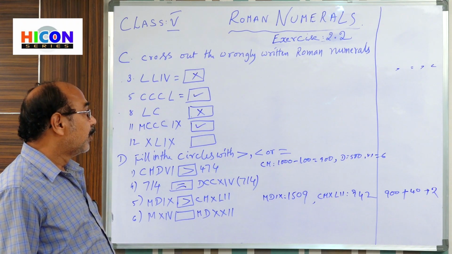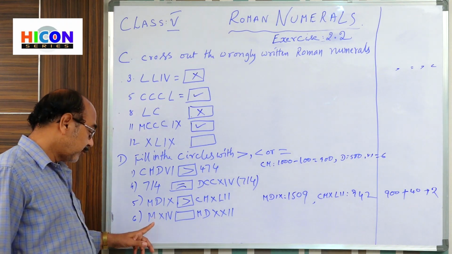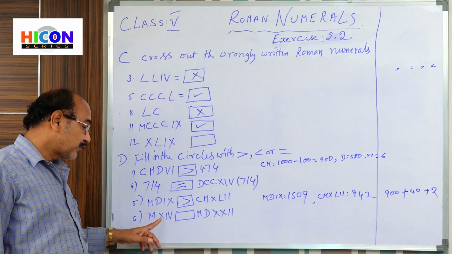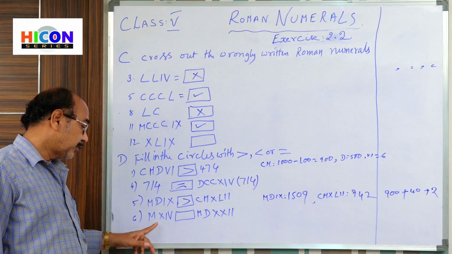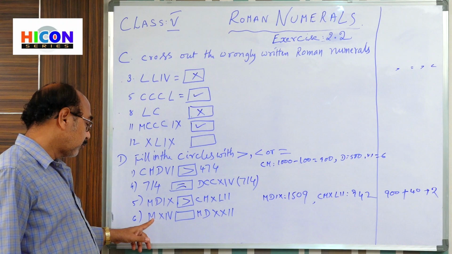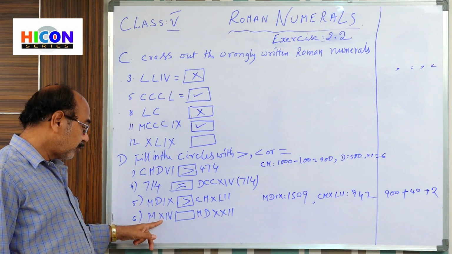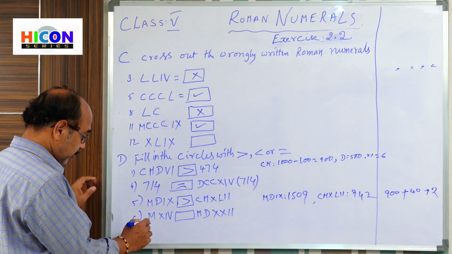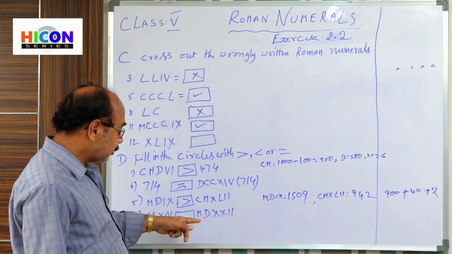Okay, children. Now you see this one. MXIV. M for what? M for 1000. X for 10. IV for 4. So 1014. Because M for 1000, X for 10, IV for 4. So 1014. What about this right side?